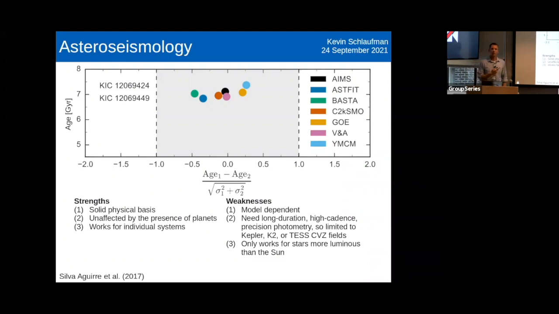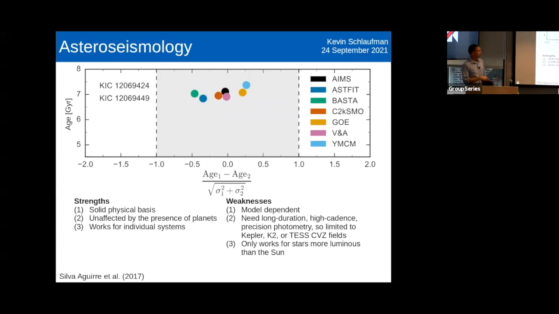So for the stars where this works well, where one has the best data, this is the best thing that you can do. It's good because it has a solid physical basis. We actually think we understand how the stellar oscillations work in the internal structure of the star. As far as we can tell, this is unaffected by the presence of planets. Certainly it's affected by binary stars, but maybe at the planet level it's unaffected. And again, it works for individual systems. If you have a single star and you have all the right data, you can execute this measurement and get a very good age constraint.